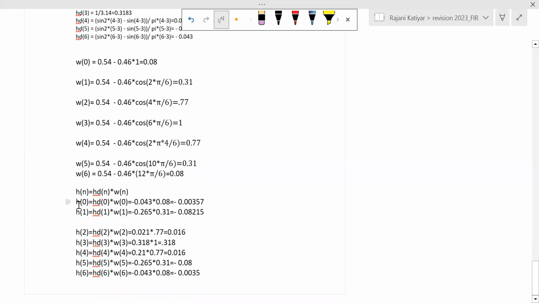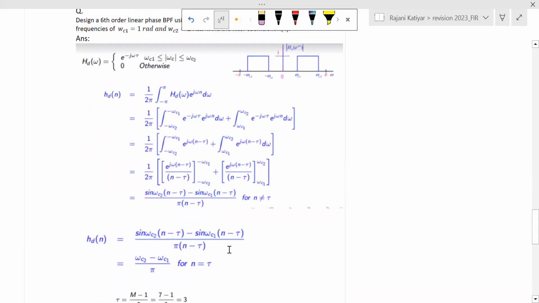As we can see, it is again following the symmetry property of FIR. The coefficient of H0 is the same as the coefficient of H6, and the coefficient of H1 is the same as the coefficient of H5. The coefficient of H2 is the same as the coefficient of H4, and H3 is left unpaired. So from here, the filter designed using the given information is symmetric and odd. This way we can calculate the filter coefficients for a bandpass filter for the given specification.